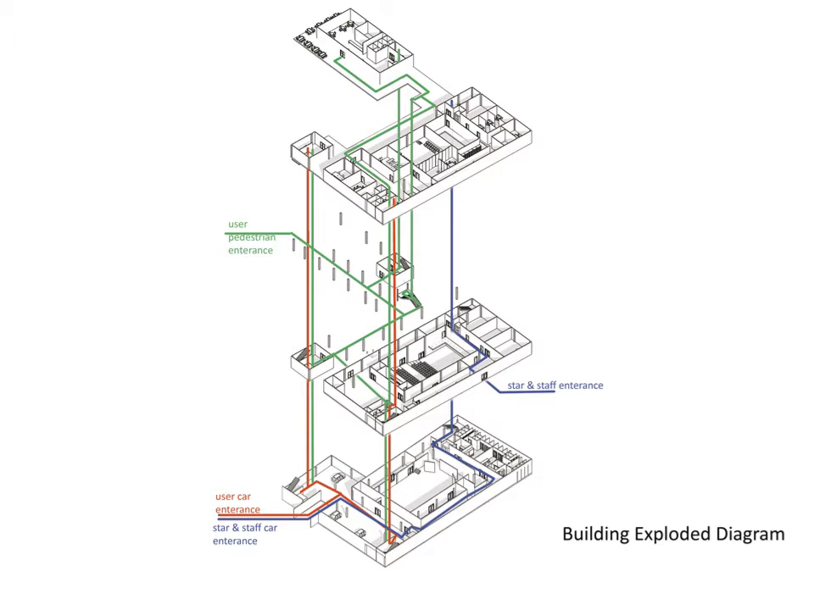And also the user can enter this building by car. And my other circulation is the star and staff entrance, which has its own entrance, and they can also enter by the car park and then move along this corridor. So my main issue was not to connect or combine these two different circulations. So these circulations continue through the three levels of the project, but they don't get mixed.